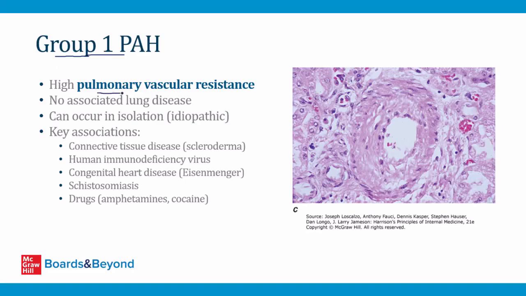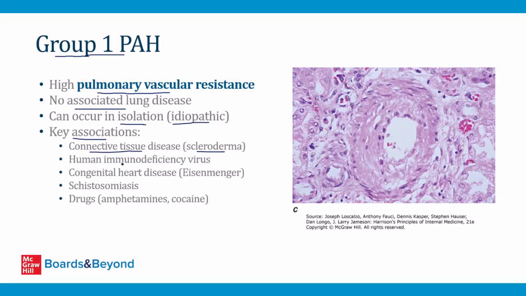These patients have high pulmonary vascular resistance with no associated lung disease. Sometimes this occurs in isolation. This is idiopathic group 1 PAH, and we'll talk about this in a minute. But many times it occurs in association with certain other disorders. So for example, patients who have connective tissue disease, especially scleroderma, commonly become group 1 pulmonary arterial hypertension patients.